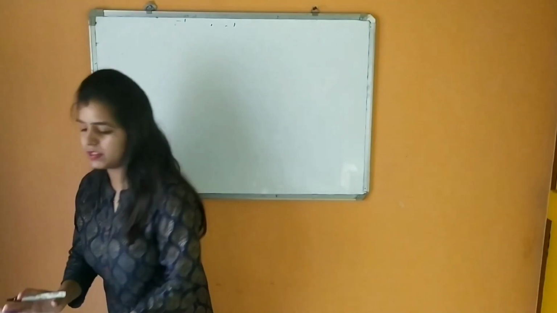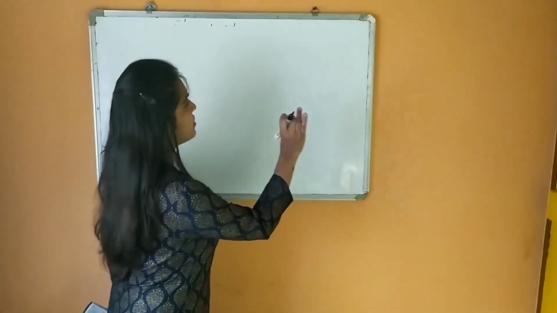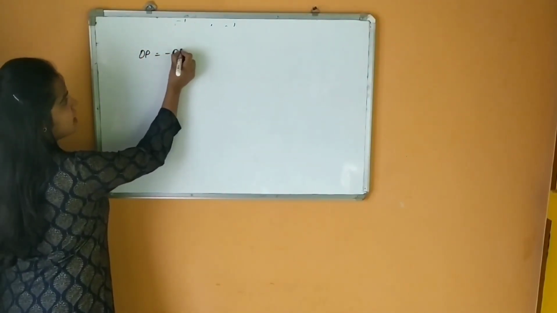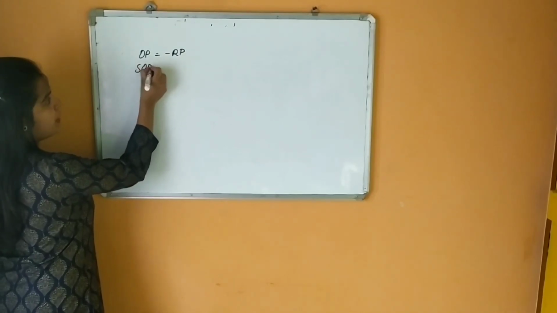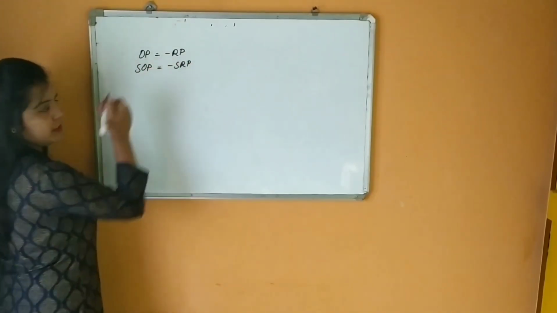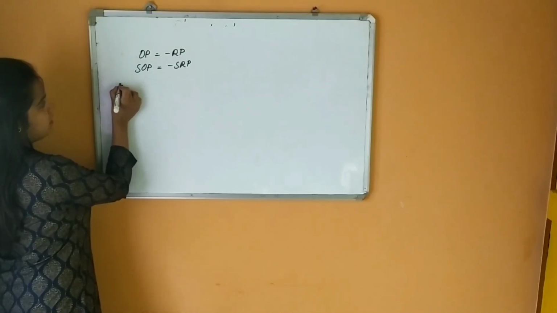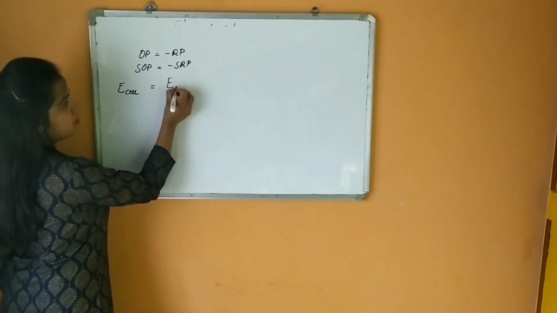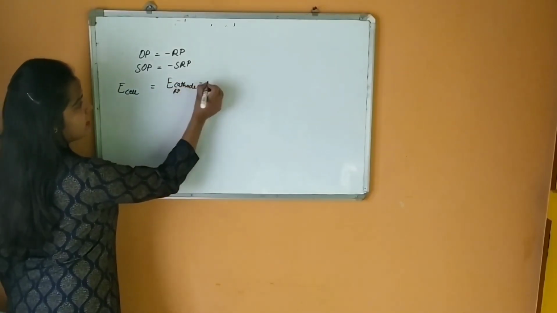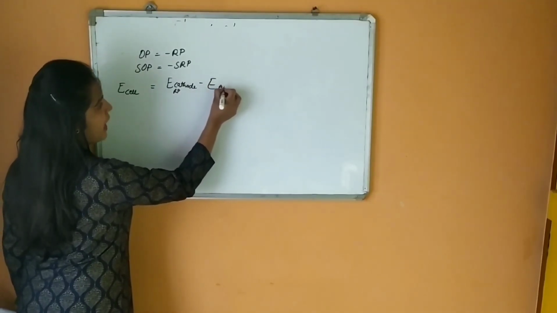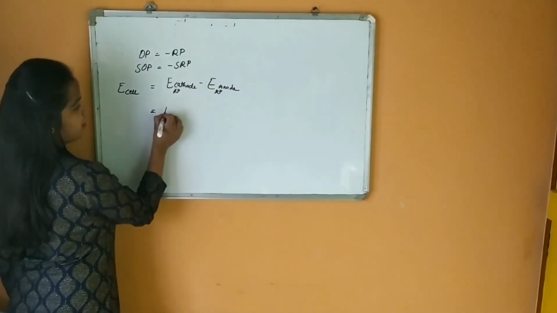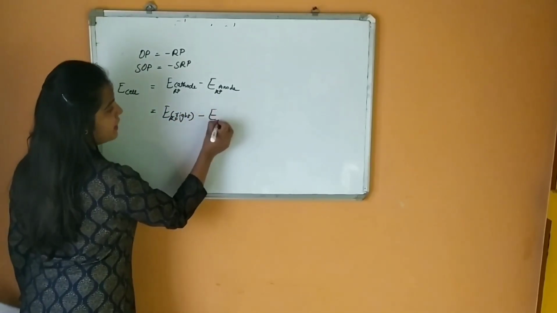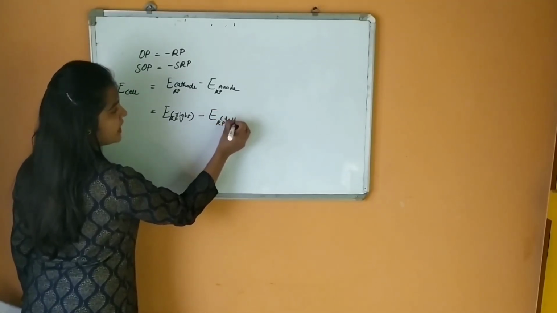Numericals on EMF of the cell. So before that, I'll just write all the formulas. That is, OP is equal to minus RP, or SOP is equal to minus SRP. EMF of the cell equals reduction potential at cathode minus reduction potential at anode, or reduction potential at right side minus reduction potential at left side.